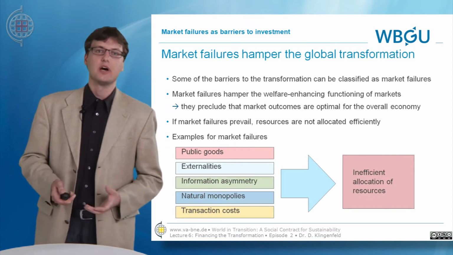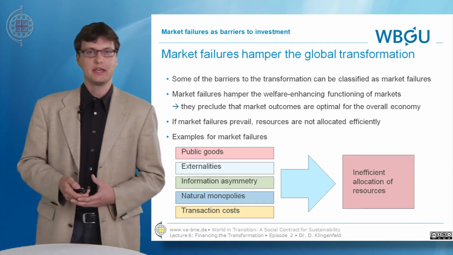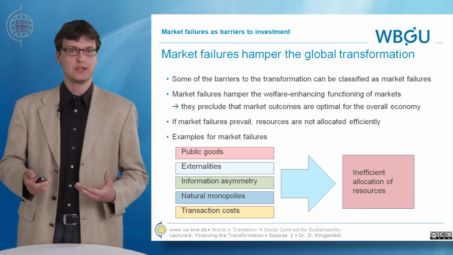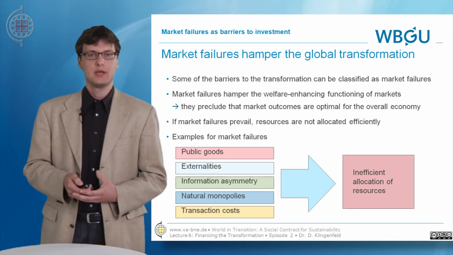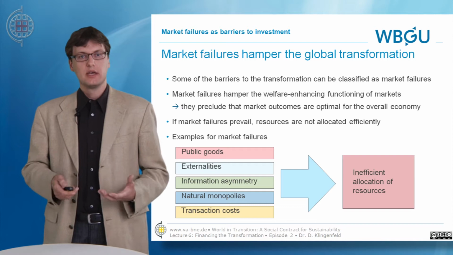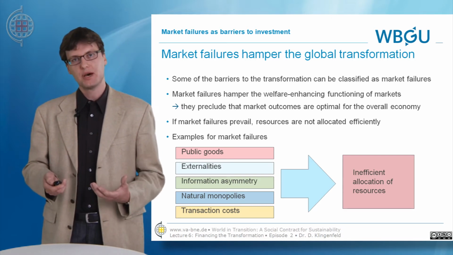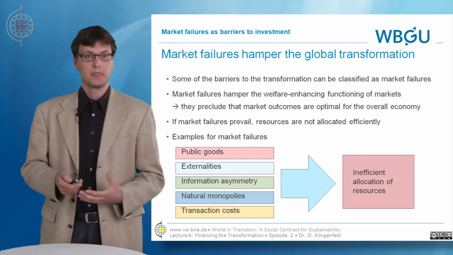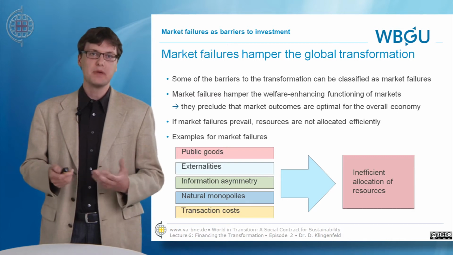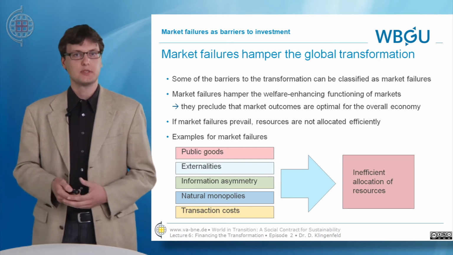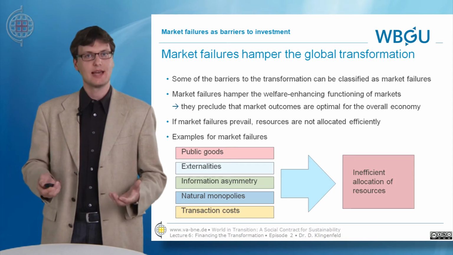In fact, there are a number of market failures that hamper the global transformation process and that really require government intervention, a number of government policies to address a whole set of market failures. What's a market failure? A market failure precludes that markets operate efficiently and bring about a socially desirable outcome. In the context of a global transformation, probably the biggest market failure and the biggest challenge is the public goods character of the atmosphere and of providing a stable climate system.